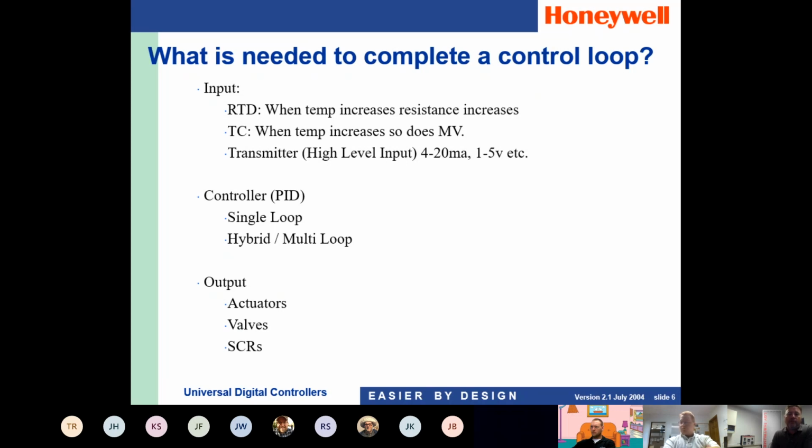This would be considered a closed loop control system. So the input feeds the process variable to the controller. The controller matches that to set point and sends an output to the actuator or valve or SCR that's controlling the system, and that then alters the input so that it can get back up to set point. So this would be considered a closed loop control system. This is probably 99% of what you have out in your plant floors that is controlling a lot of your systems out there.